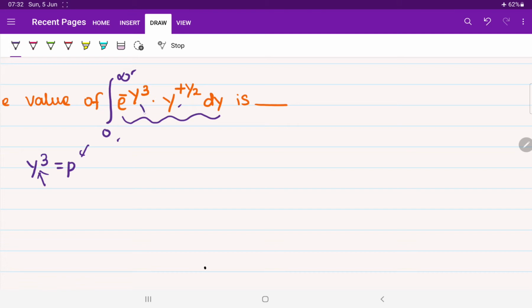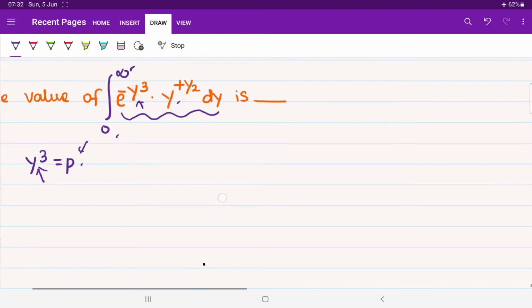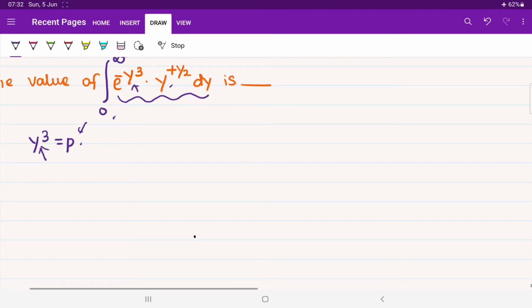The moment I change this y variable to p, the limit also needs to be changed from y to p. So you have to identify the new limit with respect to p. Okay, sir. Let us continue this question now. So this is the given. When you replace y cube equal to p, how can I play with the other variables?